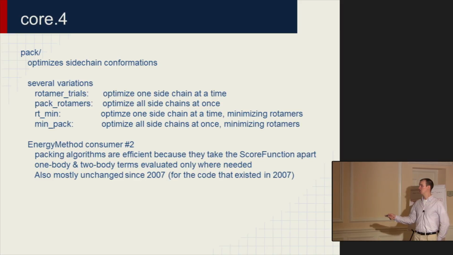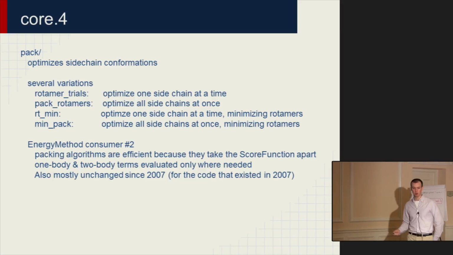So RT-min, in which you optimize one side chain at a time, and then you minimize each rotamer before you figure out which one is the lowest energy rotamer. In min-pack, you optimize all side chains at once, and every time you make a rotamer substitution, you run a brief minimization on the newly placed rotamer.